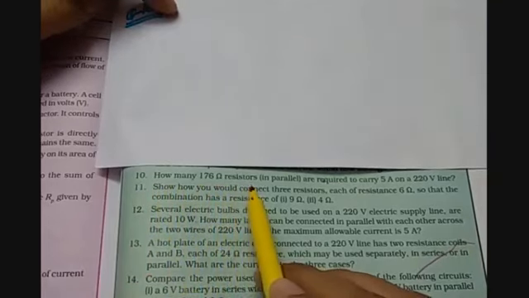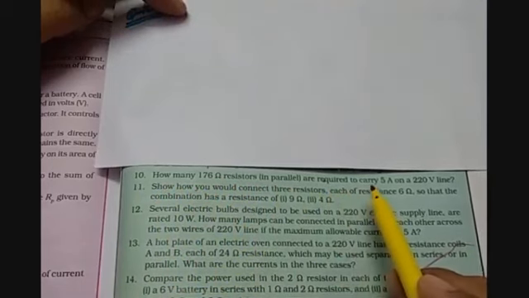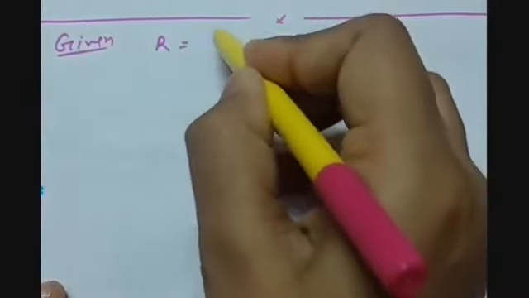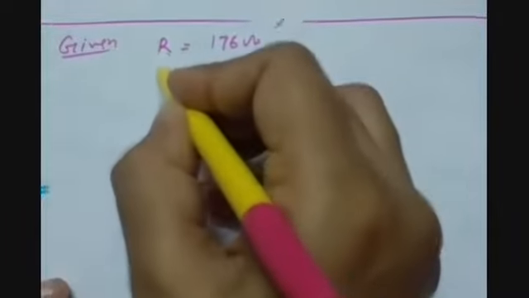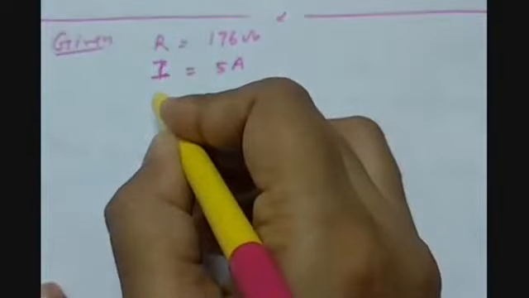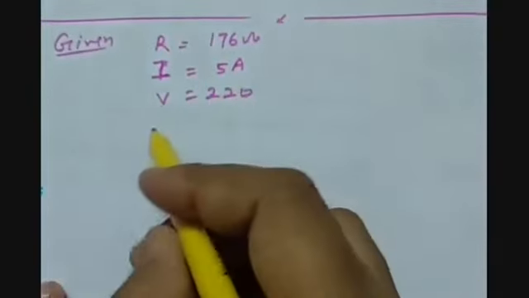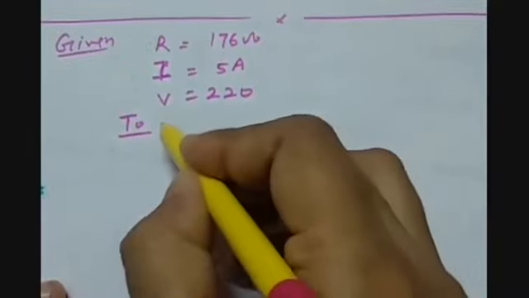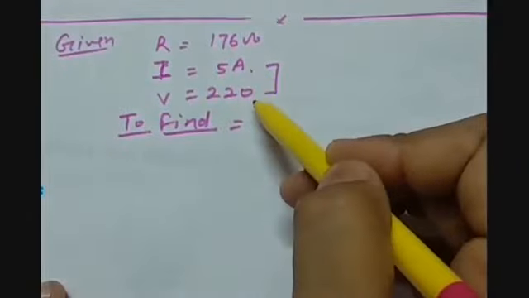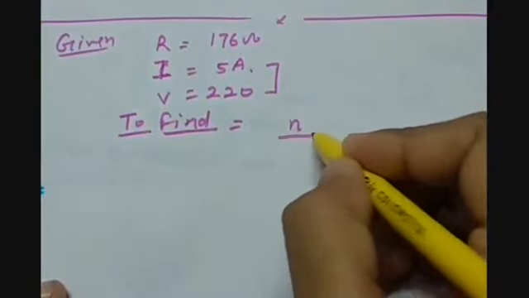Question number 10 is, how many 176 ohm resistors in parallel are required to carry 5 ampere on a 220 volt line? So we have been given in the question R for each resistor, 176 ohm. Amount of current flowing, that is I, is 5 ampere. Supplied voltage is 220 volts. To find the number of resistors required to carry 5 ampere of current on 220 volt. So we have to find the number of resistors.